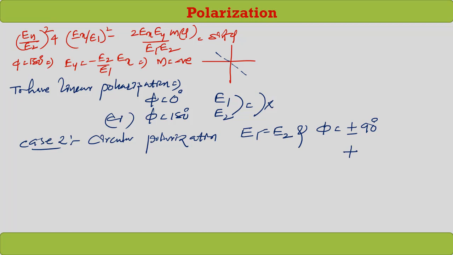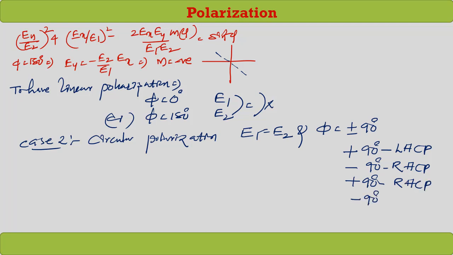If you take plus 90, you will get left-handed circular polarization. If you take minus 90, right-handed circular polarization. But with plus 90, you may get right-handed circular polarization also. With minus 90, you may get left-handed circular polarization also. Don't confuse here. I will tell when you will get all these things.